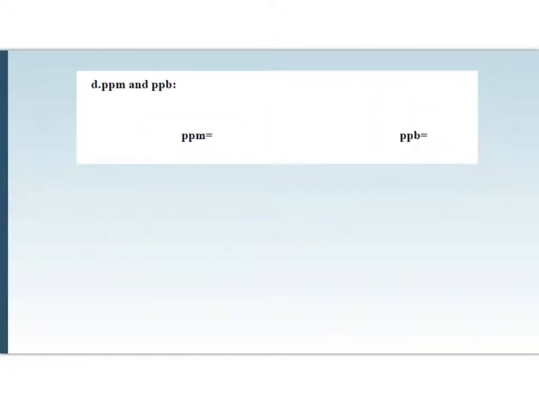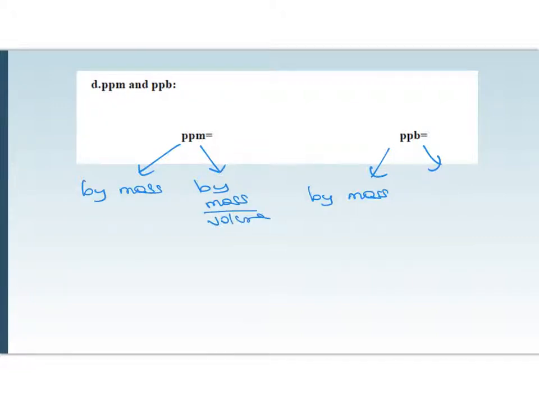Now ppm and ppb. Now they have two situations. They can be asked by mass or they can be asked by mass per volume. ppm means parts per million. It is just like finding the mass percentage of a solution. In this case, if by mass is asked, you're going to look at 10 to the power of 6 grams of solution. You're going to use that one.